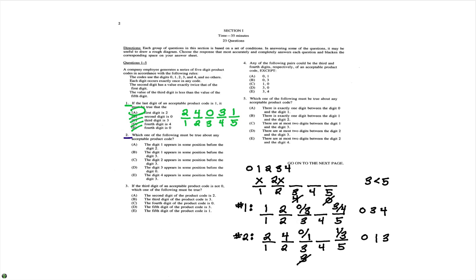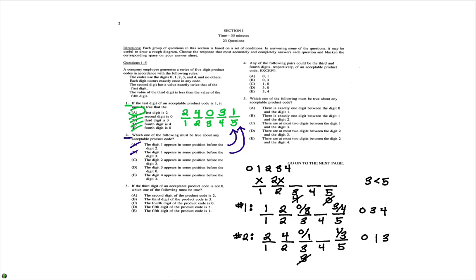So A, digit 1 appears in some position before digit 2. Well, in our hypothetical from question 1, digit 1 comes after digit 2, so A does not have to be true. B, the digit 1 appears in some position before the digit 3. Again, in our same hypothetical from question 1, we see 1 after 3, so B again is eliminated.